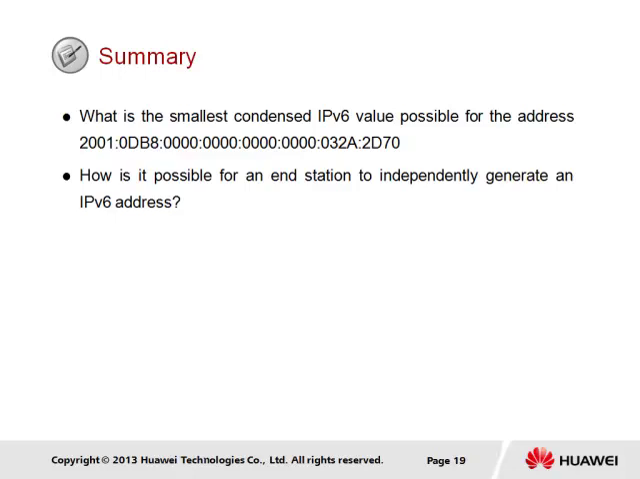How is it possible for an end station to independently generate an IPv6 address? Well, through the use of EUI64, we are able to generate a unique IPv6 address by inserting two octets in the hexadecimal form of FF and FE between the OUI and the unique extension identifier values of the MAC address to generate a unique 64-bit value to use as the interface ID of the IPv6 address. Duplicate address detection will then be used to validate that the address is truly unique.